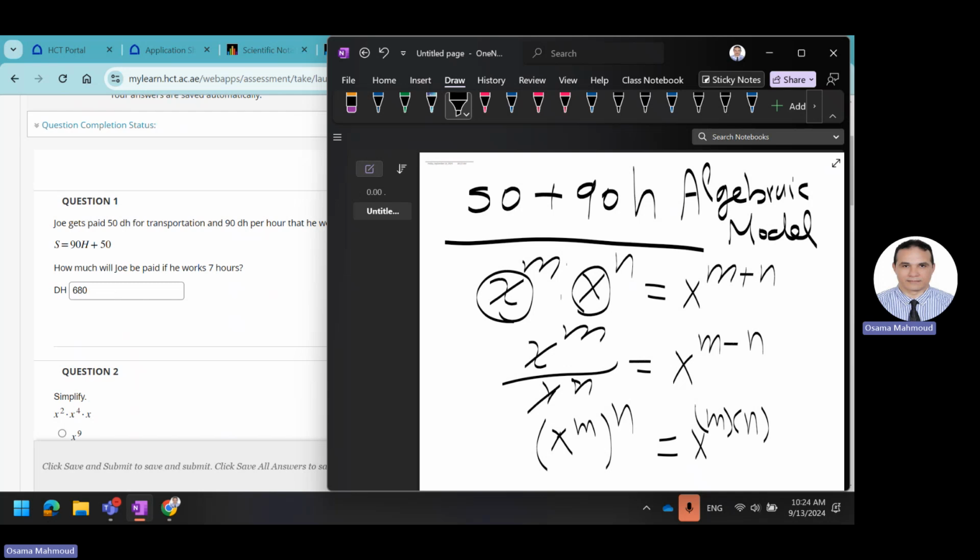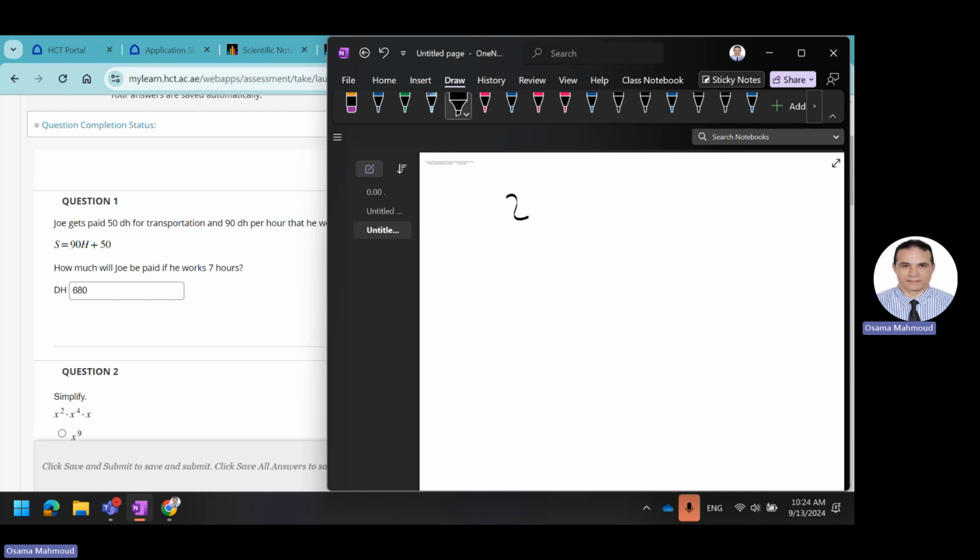What else? Yes, I know if I have negative power, it's not acceptable. So you change the position of the base of a negative exponent. If it is down, get it up to be positive exponent, and if it is up, you get it down to be positive. This is the power rules.